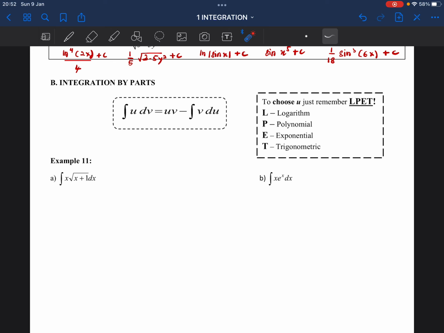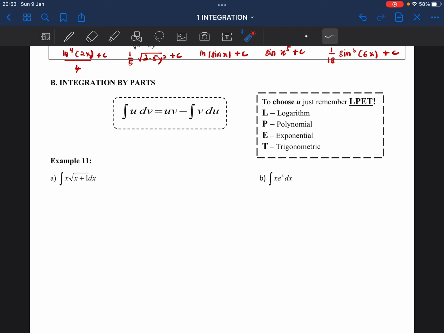We have integrate u dv, which is basically the question. So this is the formula: uv minus integrate v du. Okay, uv minus integrate v du. Don't confuse it with the product rule or quotient rule, they have nothing to do with each other. So this is integration by parts.